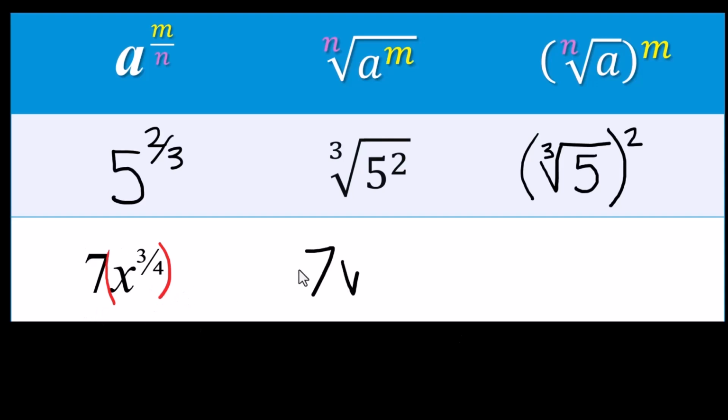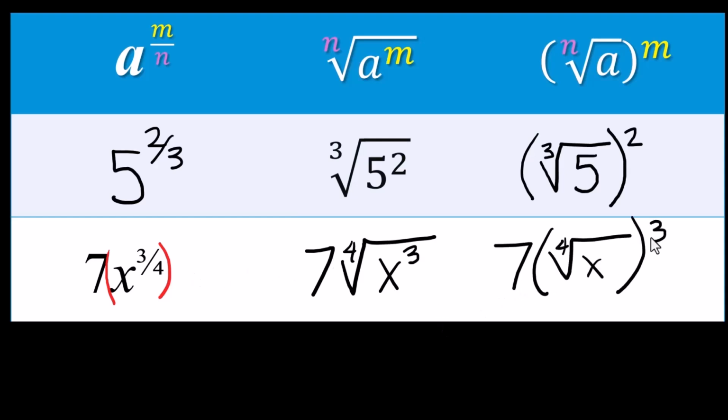So let's bring the 7 along, and the x is the base inside the radical. It's raised to the 3rd power, and the 4 goes on the outside. Now for the next one, we're just pulling the 3 out. So we have the 4th root of x, all of that's being raised to the 3rd power.